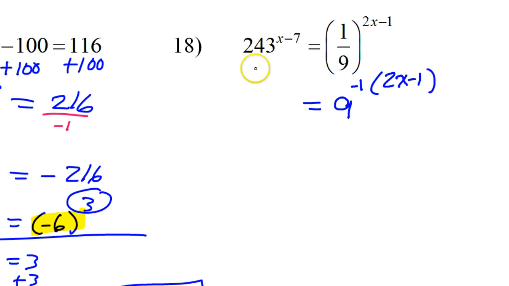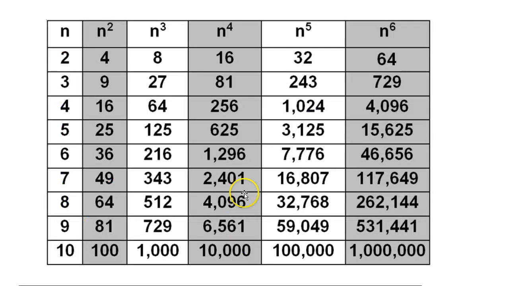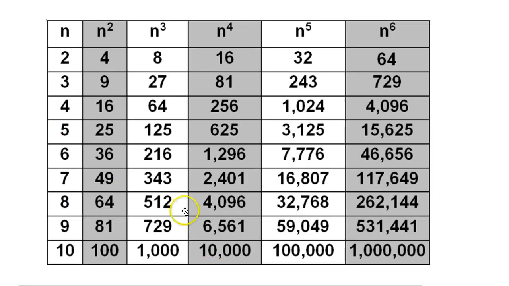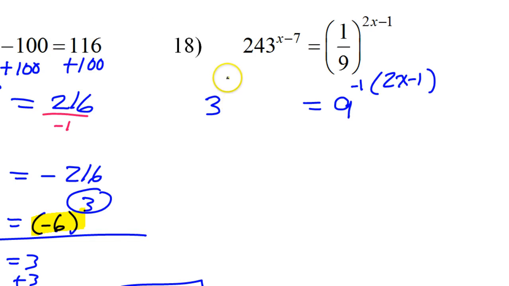Can I write, let's look at the 243. So I see 243 here as 3 to the 5th power. Is there a 243 in the 9 row? No. So we're going to have to do base 3. Okay? So 243, I'm going to write that as 3 to the what power was it again? 3 to the 5th power. So that's 3 to the 5th power. And I'll put x minus 7 in parentheses.